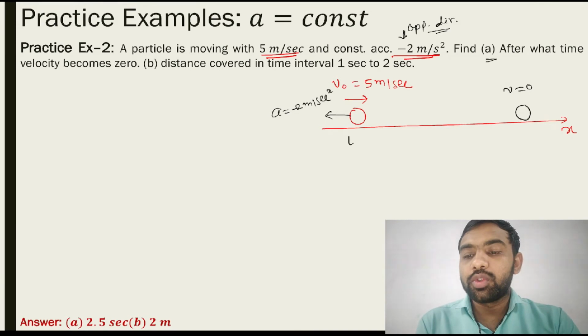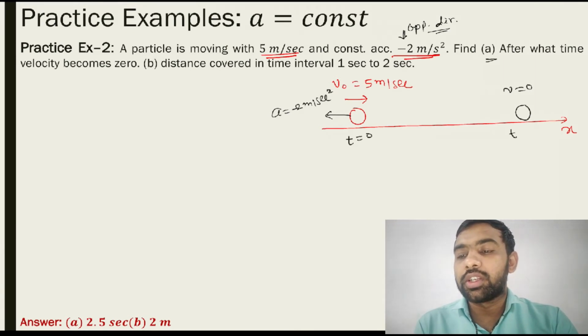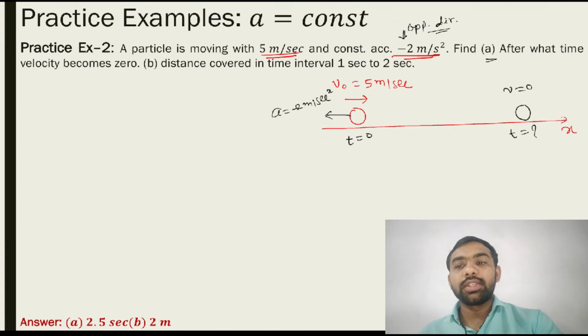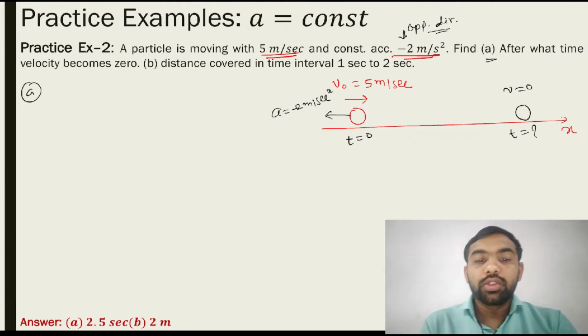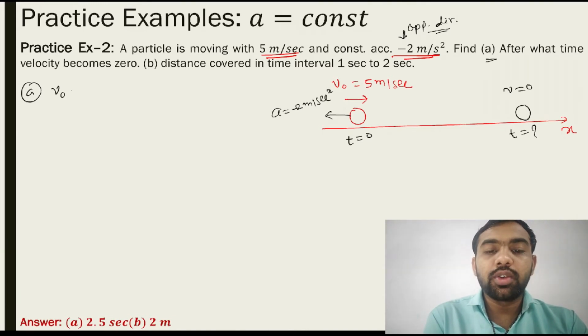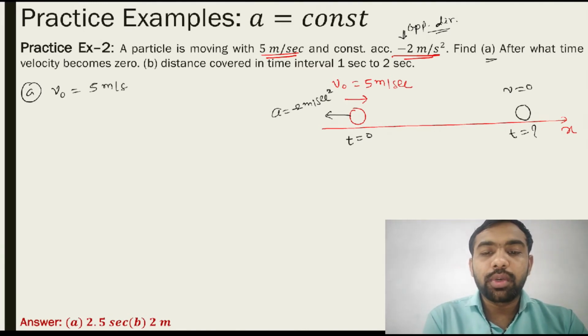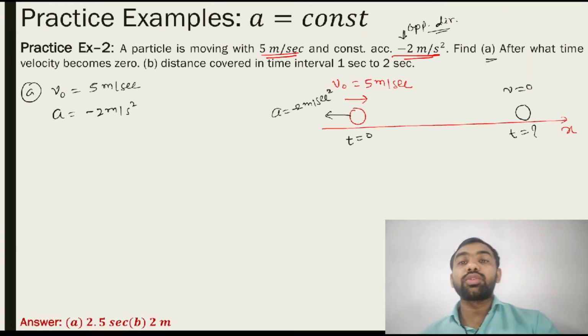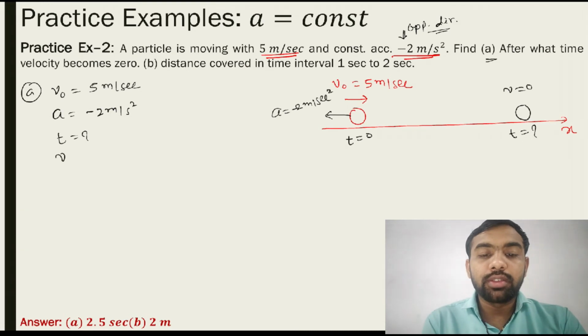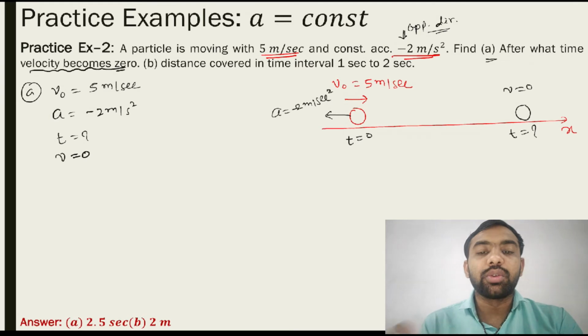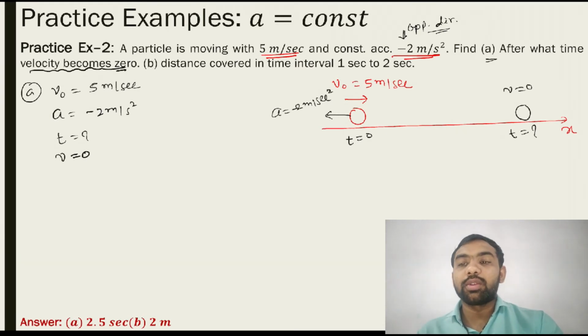So what we have to find out is time. Consider this motion, it starts at t is equal to 0. So t is what we have to find. Let's see the first problem. What is t? So you just write down all the data. v0 is equal to 5 meter per second. a is equal to minus 2 meter per second square. You also use the sign when you use the equation. Now t is to be found, and the final velocity is equal to 0, because we have to find the time where the velocity becomes 0.